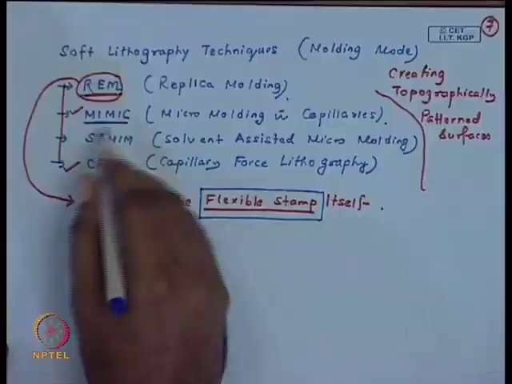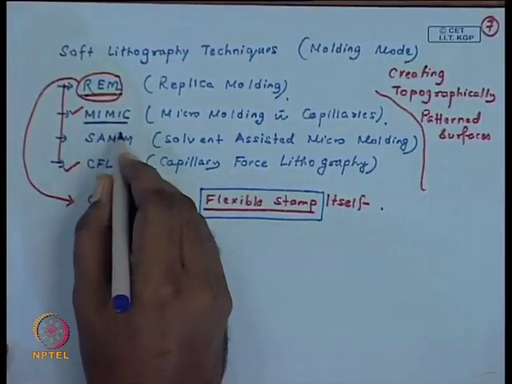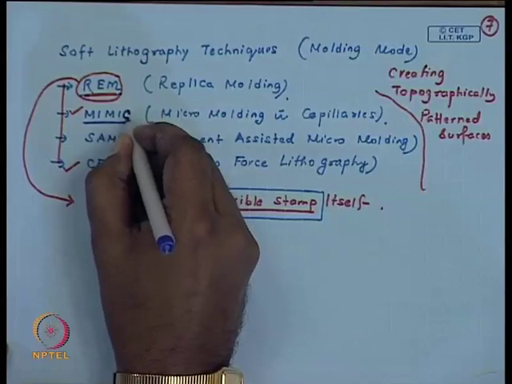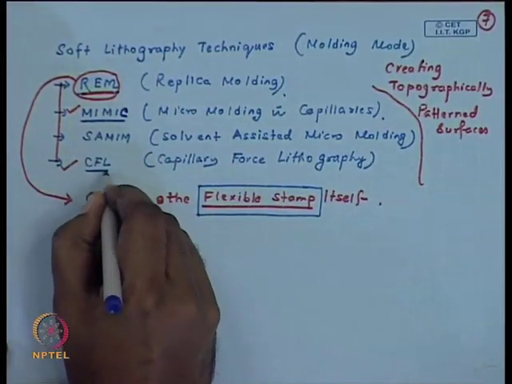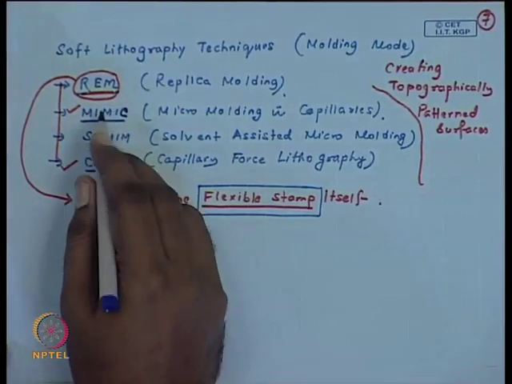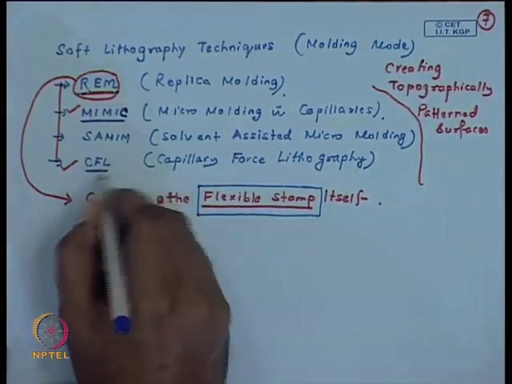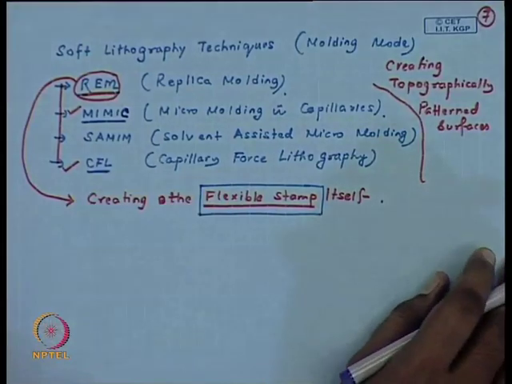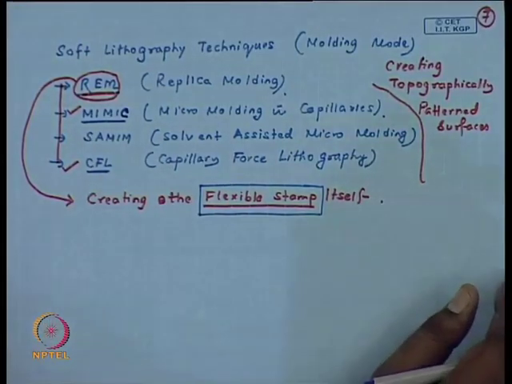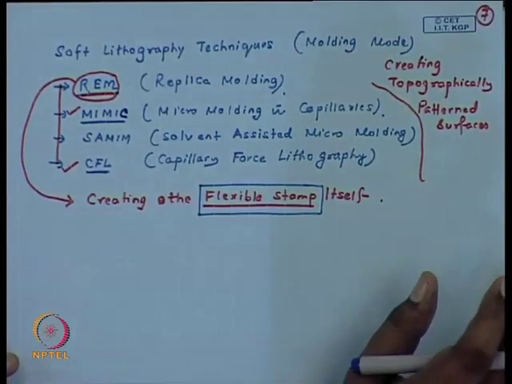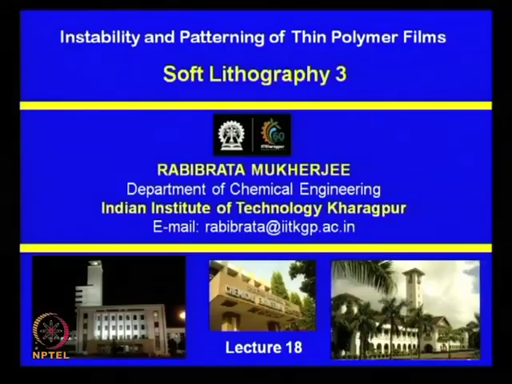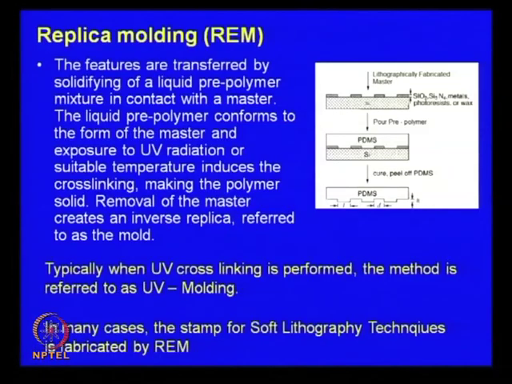Solvent assisted micromolding is again in many ways a nice extension of micromolding in capillaries. And then once we are through with this group of techniques, the MIMIC group of techniques, we will spend some time on capillary force lithography, which is again a very novel, pretty recent and a very useful addition to the soft lithography group of techniques. So, let us have a look at replica molding.